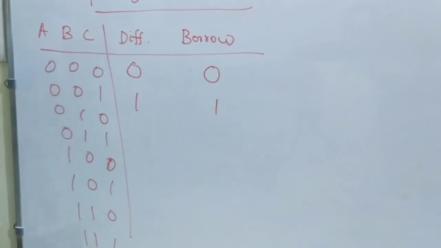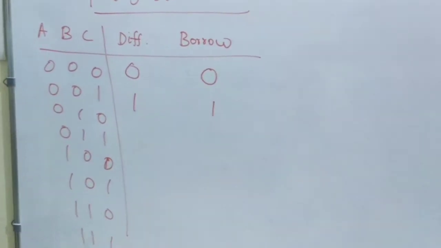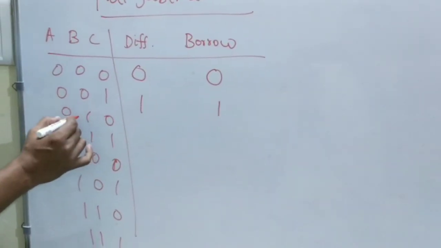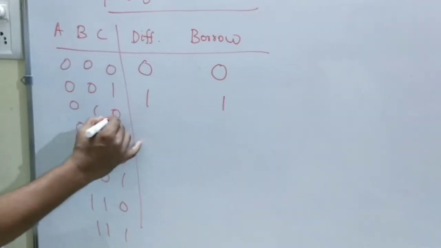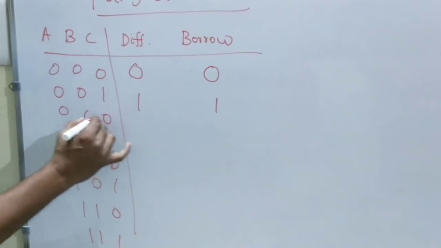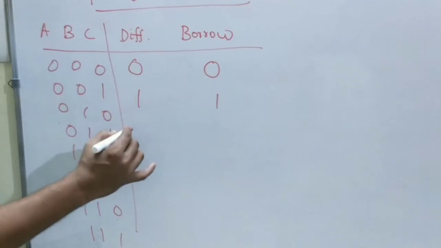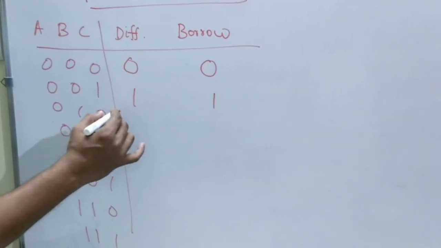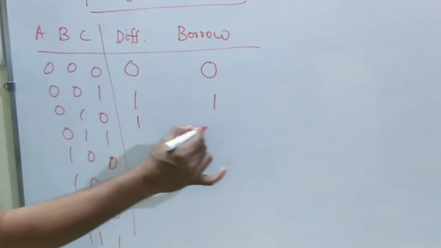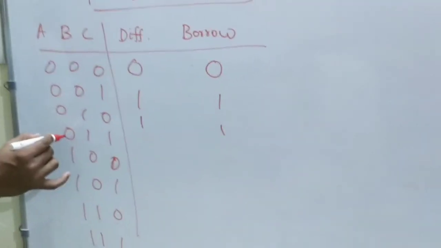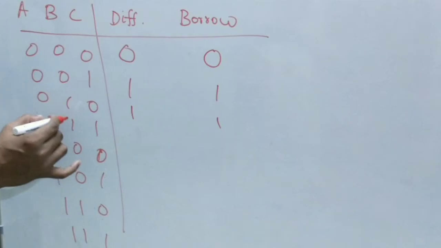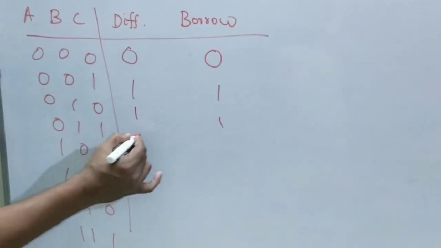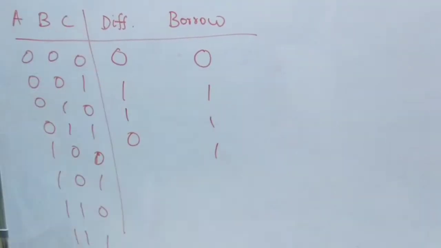Here 0 minus 1 is, so we need to take borrow, right? Okay. So from this, if we are selecting 1 minus 0, we will be getting 1. So we are taking borrow as well as we are finding the difference. Both the difference and borrow is 1, 1. Here 0 minus 1 is 1. Then 1 minus 1 is 0. So difference is 0. Borrow has come, so it is 1.